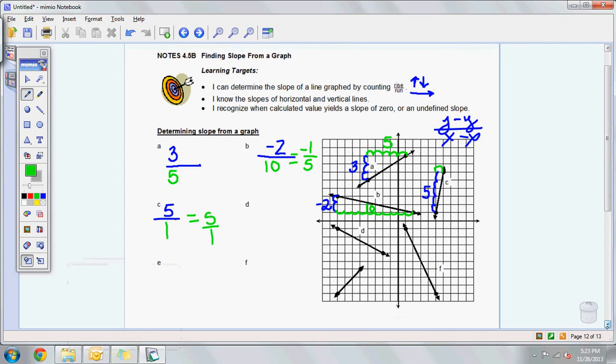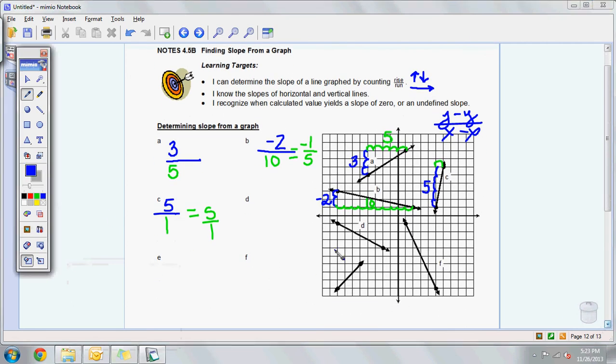Let's look at point D. So I'm going to start at the point furthest to the left. Can't just count here, got to do rise over run. So to get from here to here, my rise is going to be down. So I'm going to count 1, 2, 3, down 3. That's my rise. Remember, if you go down, it's negative. And then my run is going to be 1, 2, 3, 4, 5, 6. So remember to simplify, so you'd get 1 over 2.